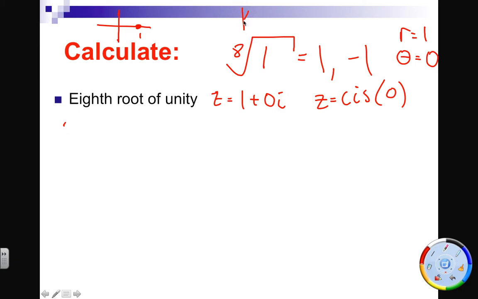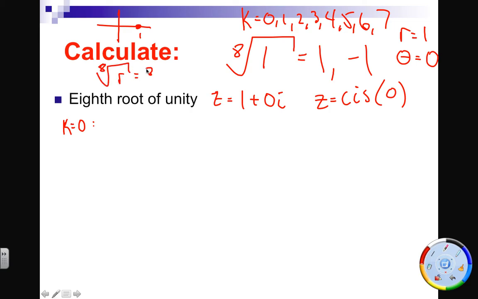Now, we have to do this problem 8 times. If you want to list this, k has to be 0, 1, 2, 3, 4, 5, 6, and 7. So we have to do this 8 times. Okay, so this is kind of how I do the problem. I just start with k equals 0, and we go from there. So we need to take the nth root of r. So here's where it gets a little funny.